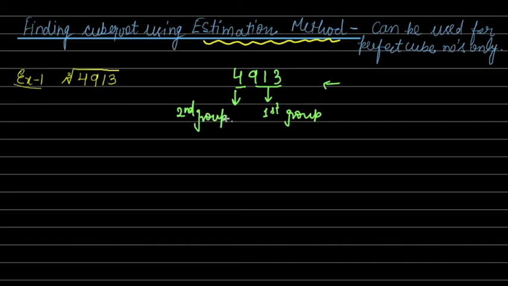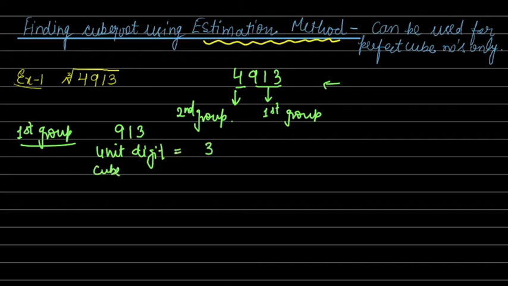We will start making the groups of 3 digits starting from the extreme right, and I am getting here 2 groups, the first group and second group. Now first we will start with the first group. What is your first group? It is 913. What is the unit digit in 913? It is 3, right? Then we will calculate the cube of 3, means 3 cube: 3 3s are 9 and 9 3s are 27.